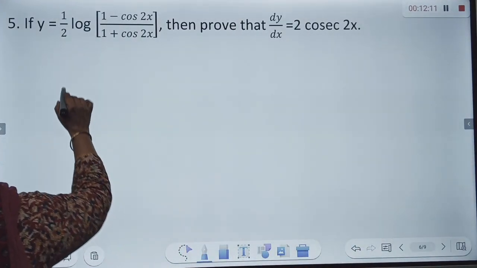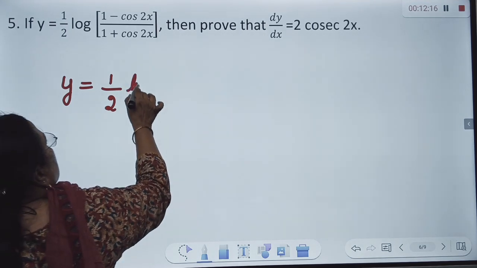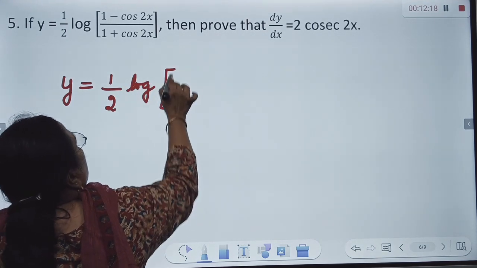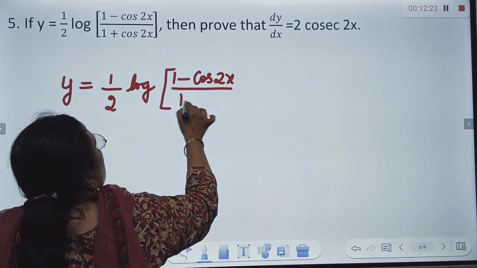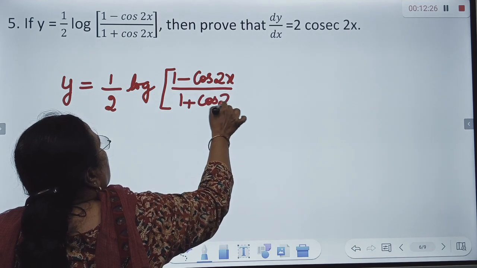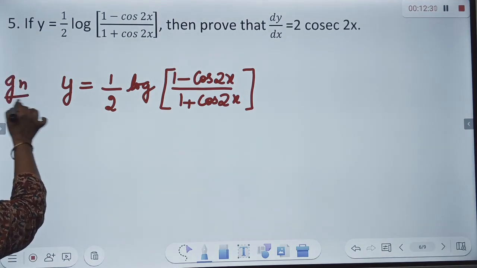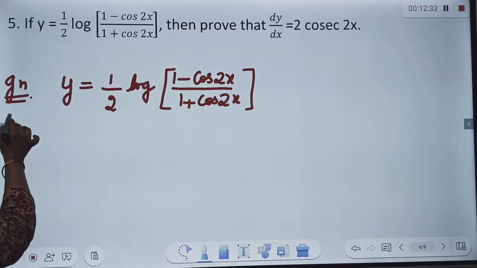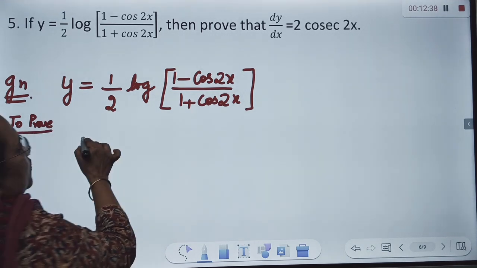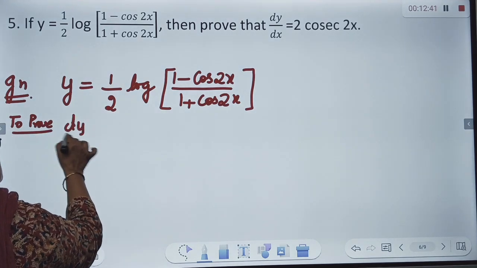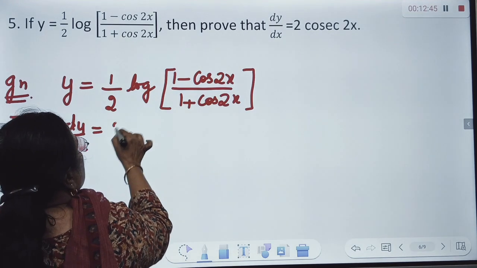Now, your y equal to log of 1 minus cos 2x by 1 plus cos 2x. Given, this is what you are given. You have to prove, what is it that you have to prove? dy by dx is equal to 2 cosecant x.